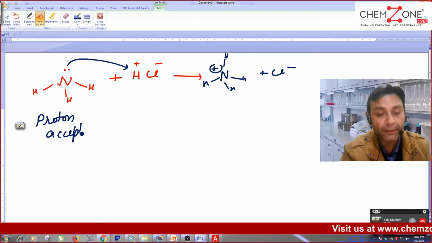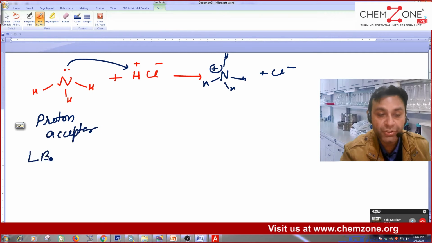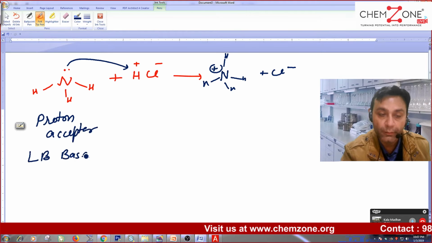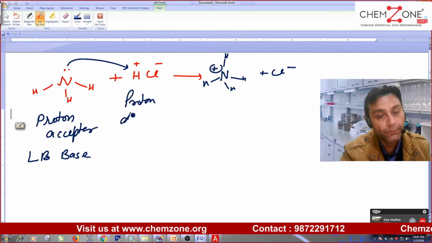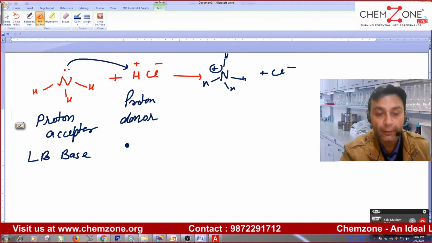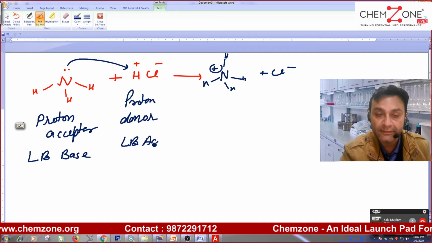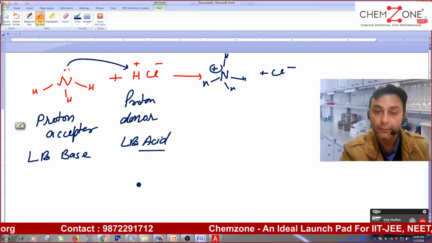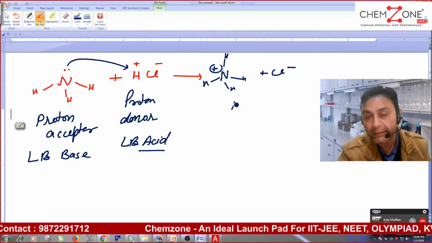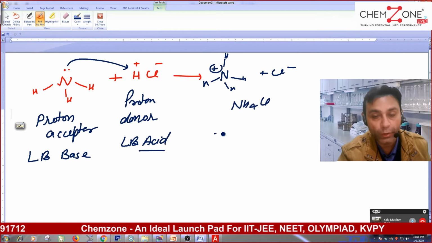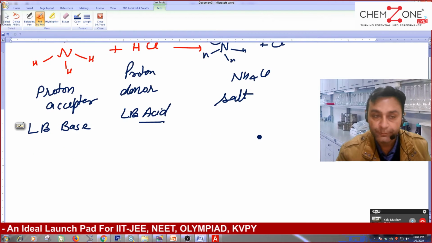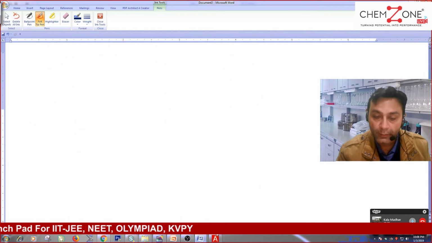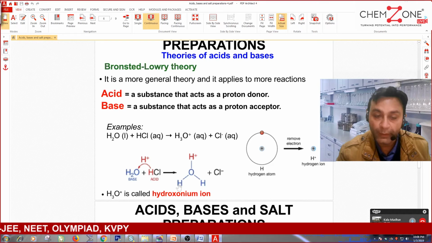Proton acceptor means it is a Lowry-Bronsted base, and this is a proton donor. It's a Lowry-Bronsted acid. And finally, by combining them, we get ammonium chloride, and a salt is formed. Is that clear? Yeah. Similarly, you can give one more example: ammonia plus HCl plus water.